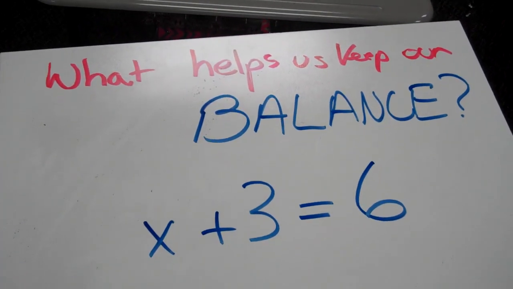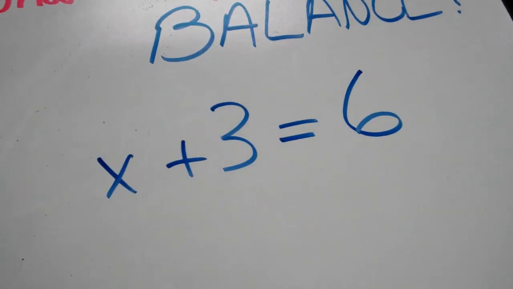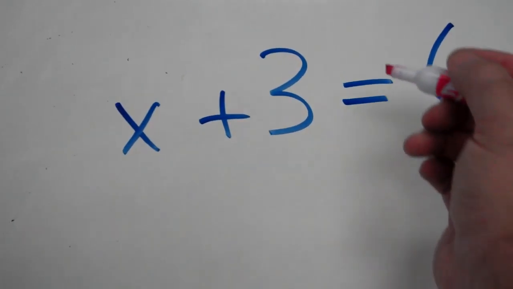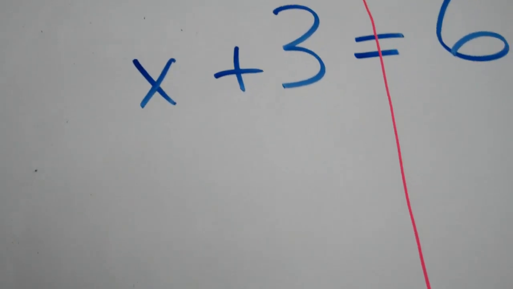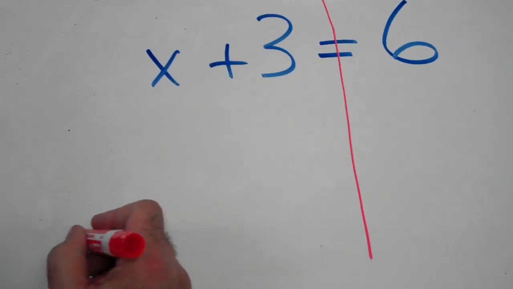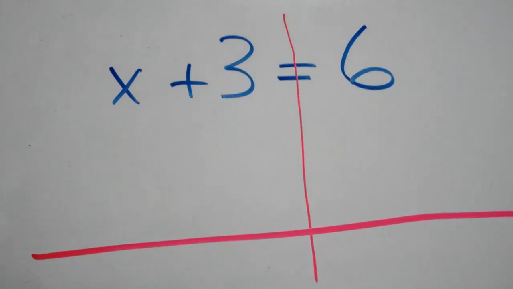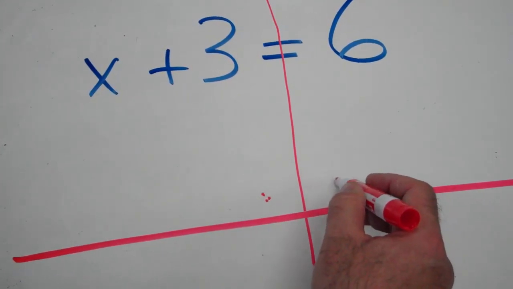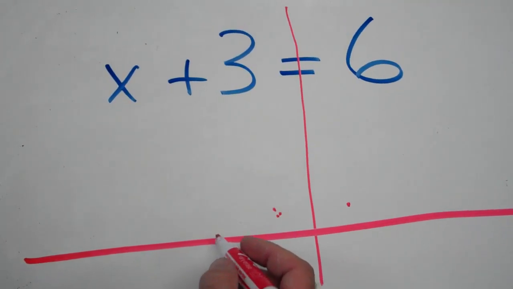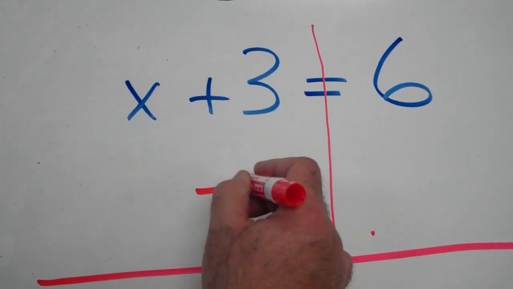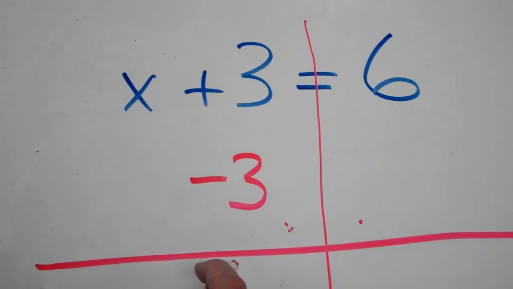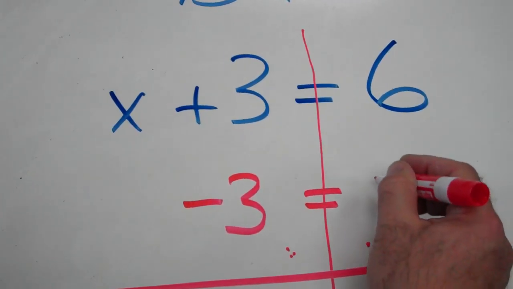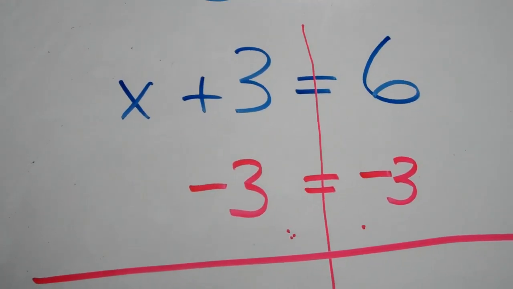X equals 3. What helps us keep our balance? Well, what we're going to do is use a thing called the wall. And if I draw the wall here, I'm going to make a big vertical line and a big horizontal line. And then whatever I do on this side, I have to do on this side. So now when you see this, we have x plus 3. And on that side, I need to subtract 3. And to keep it equal, I subtract 3 on this side.